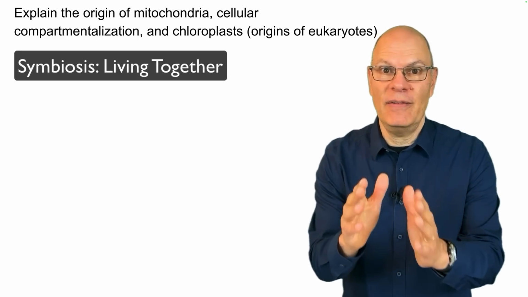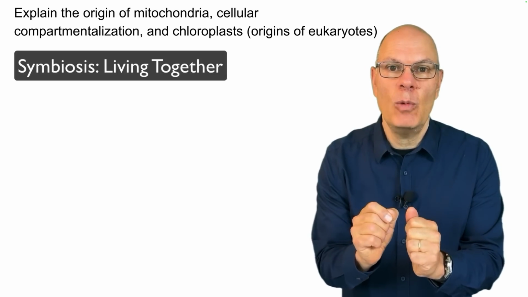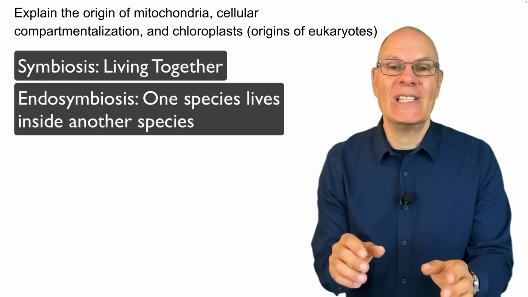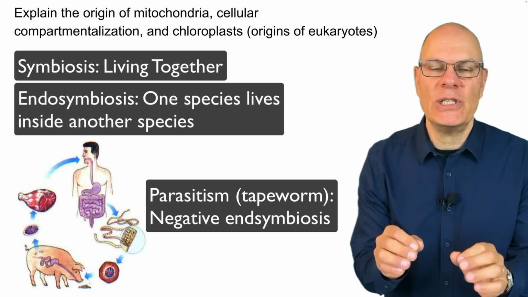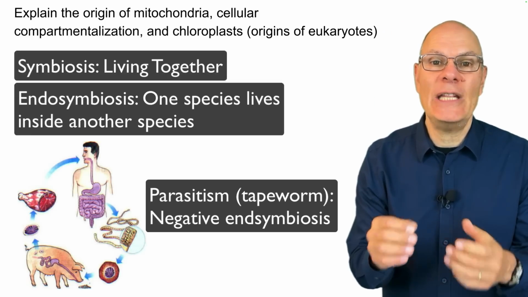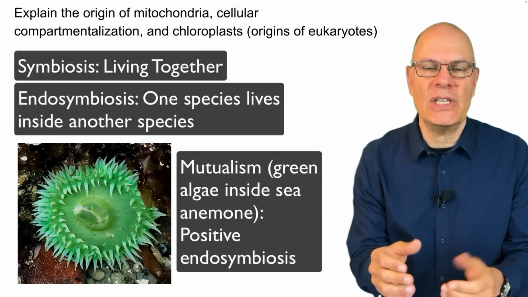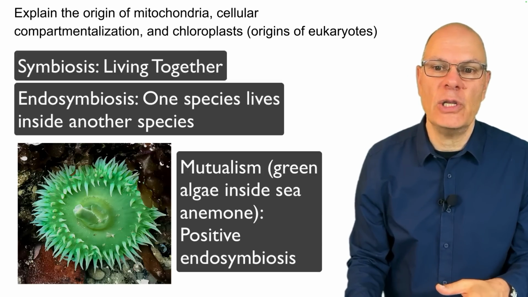Symbiosis means living together, two species living closely associated with one another. Endosymbiosis is when one of those species lives inside the other. We normally think of that as parasitism. That's a negative kind of endosymbiosis, but there's also positive endosymbiosis. That's a mutualistic relationship, and that is what gave rise to the eukaryotes.